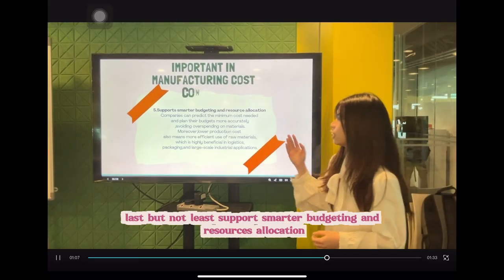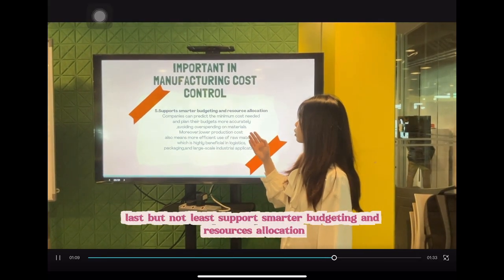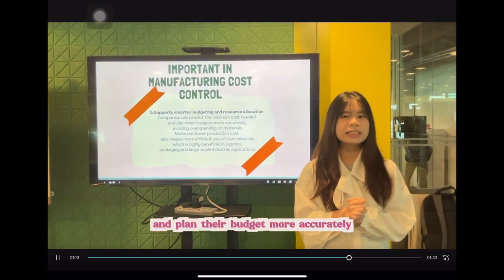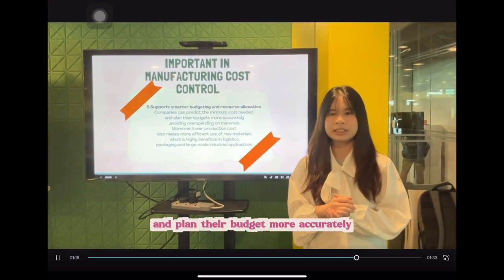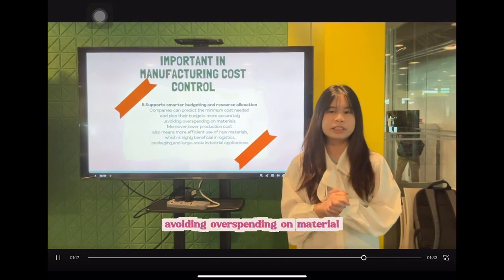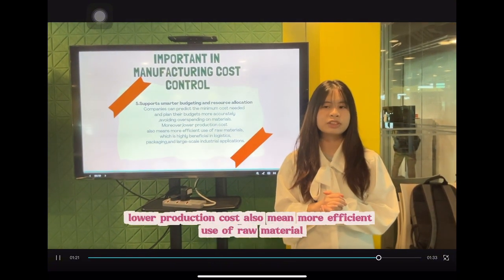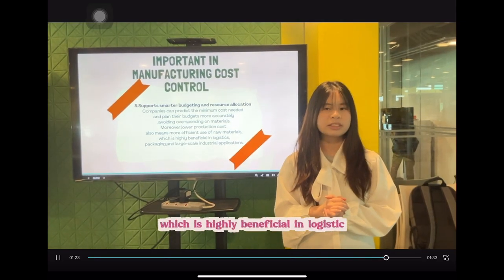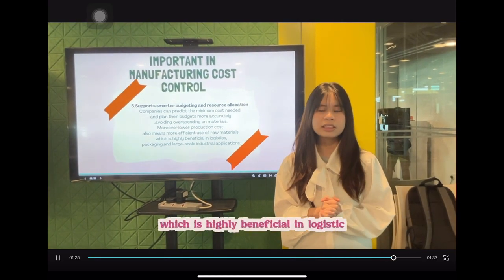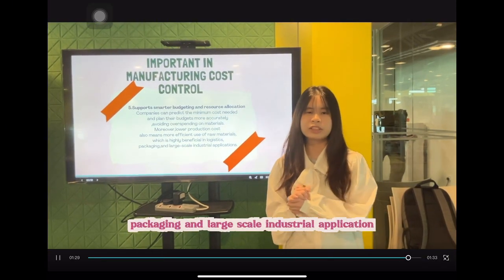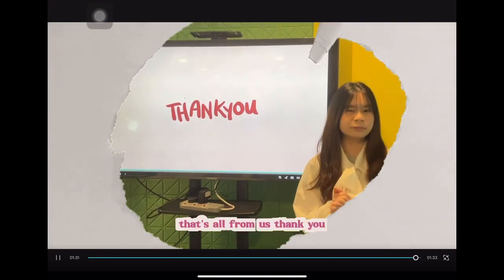Last but not least, it supports smarter budgeting and resource allocation. Companies can predict the minimum cost needed and plan their budget more accurately, avoiding overspending on material. Moreover, lower production costs also mean more efficient use of raw material, which is highly beneficial in logistics, packaging, and large-scale industrial application. That's all from us. Thank you.